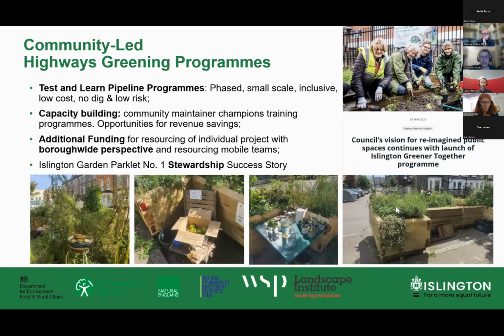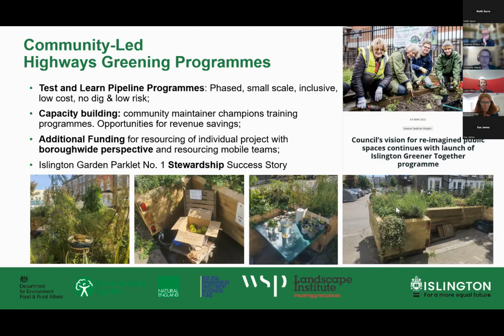So community-led highways greening programs sound quite new, but actually, for example, in Southwark, Cleaner, Greener, Safer has been going for 20 years, and I believe they've had 4,000 projects approved, some of which have been on the highway. At Islington, we've also tested our own program, Islington Greener Together, and we've particularly been focusing on small scale, inclusive, low cost, no dig, low risk, which ultimately results in a community-led parklet and lots of other proposals. One of the other elements we've been exploring is community building for capacity for maintenance, and we recently appointed Groundwork to undertake that partnership role.